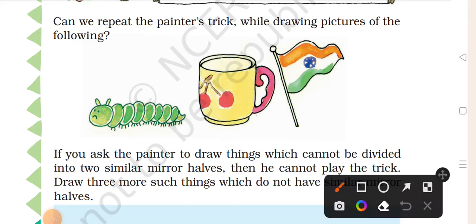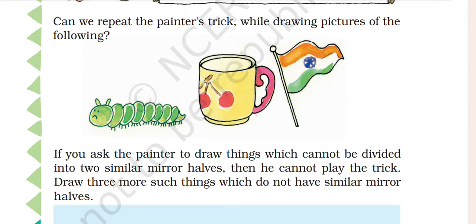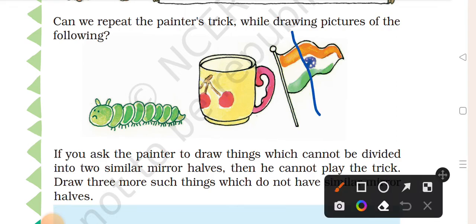Now the same for the flag. We cannot do the flag because it has green color down and orange up. One side it has a handle and the other side not. So to complete this picture, we cannot repeat the painter's trick. Now the next.